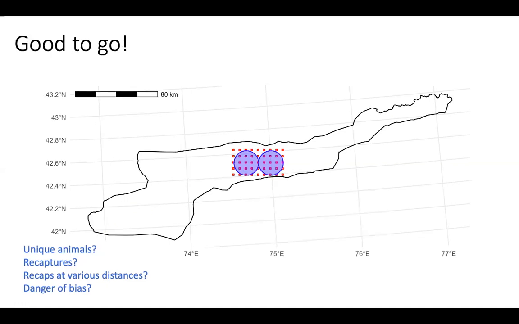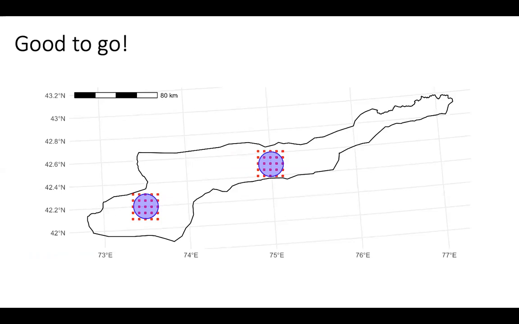So those are designs that are not great. These are a couple of designs that are good. So here, we've just expanded the number of cameras that we've got. We cover a good range. We've covered a couple of home ranges, so we'll get recaptures across a range of distances, and there's no reason to suspect bias. We don't need to put all our cameras together.